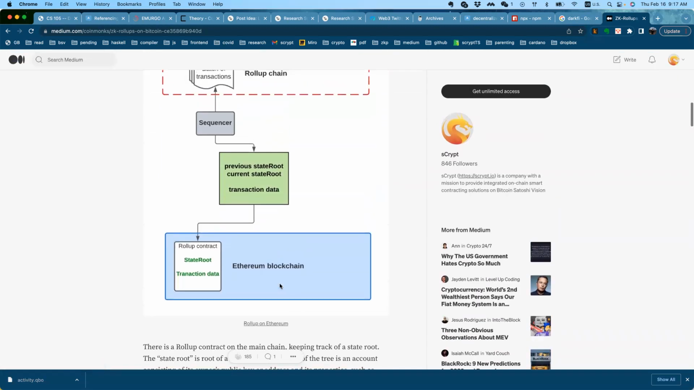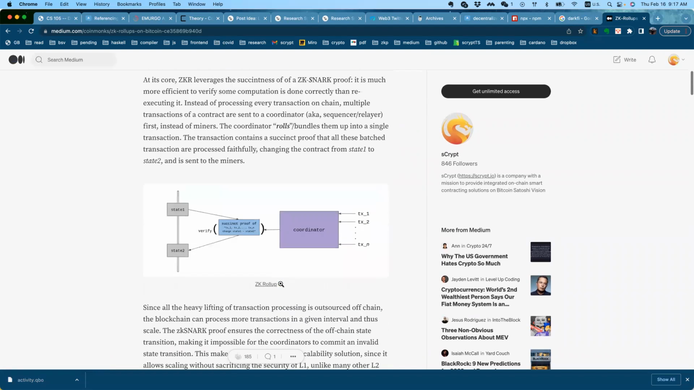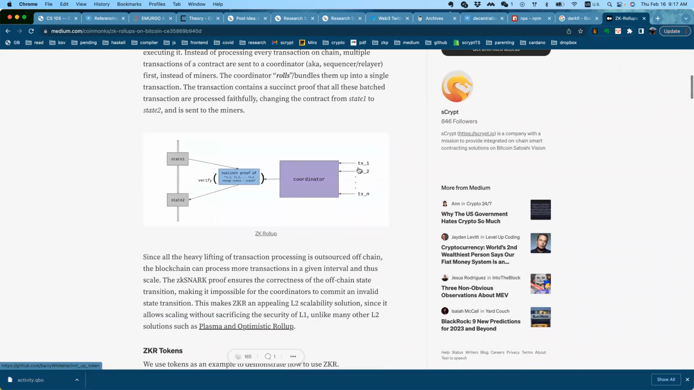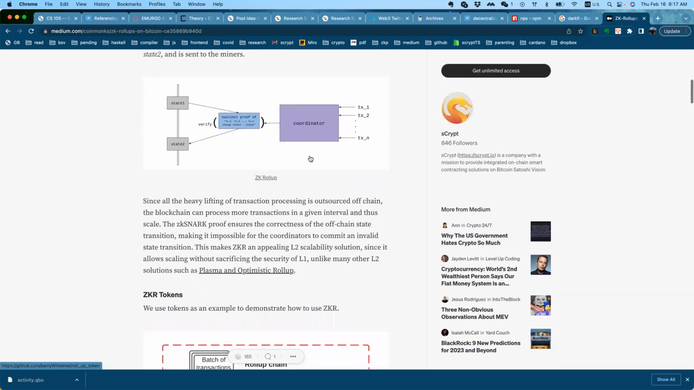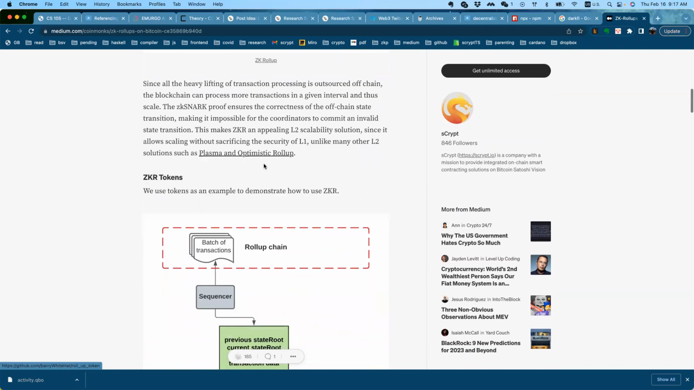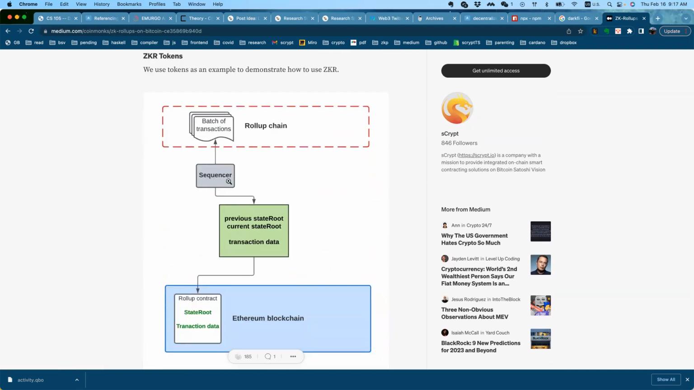Okay. So instead of all the players broadcasting directly to the miners, you send transactions to almost like a third party. It has different names. Some people call it a coordinator, sometimes it's called a sequencer. You send a batch of transactions to this middleman.